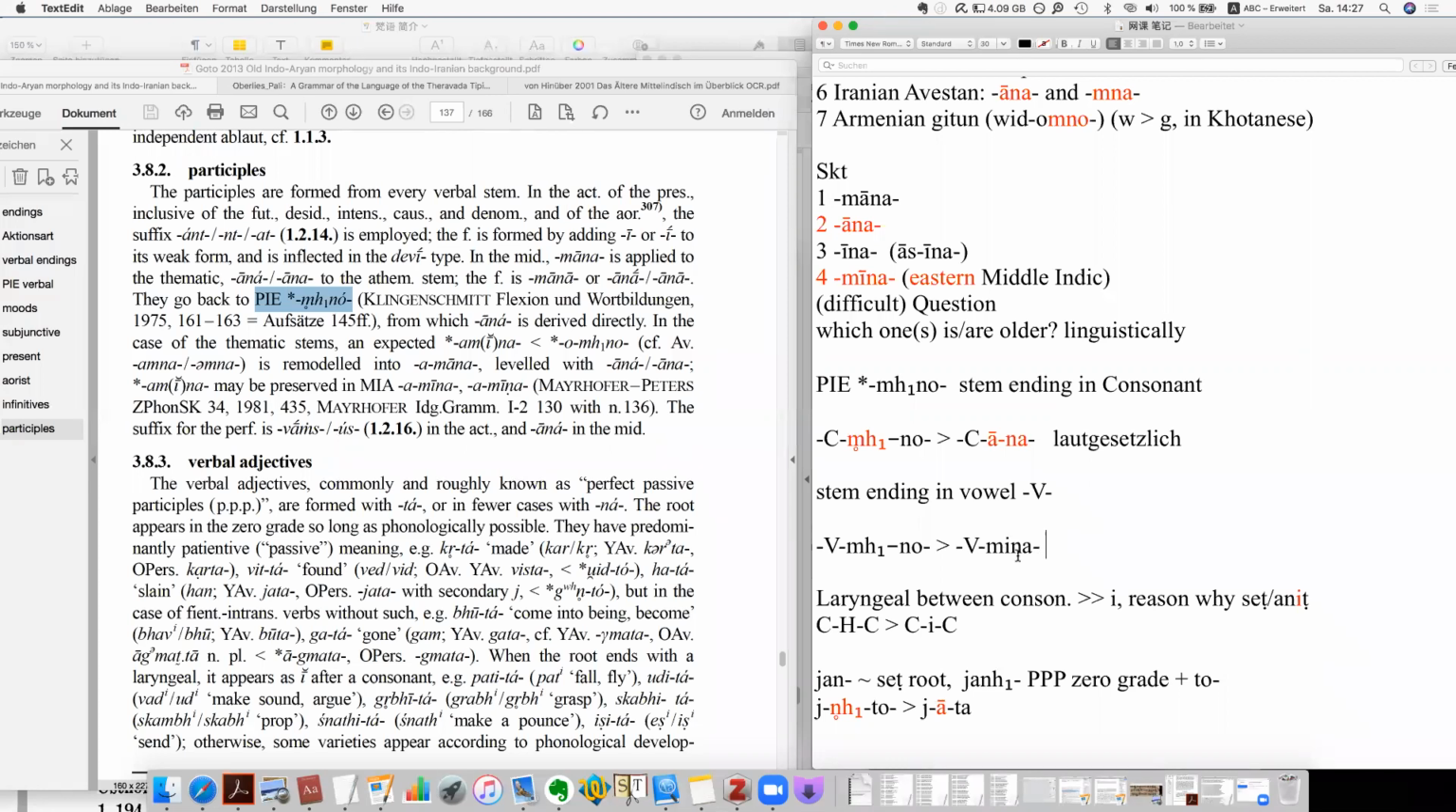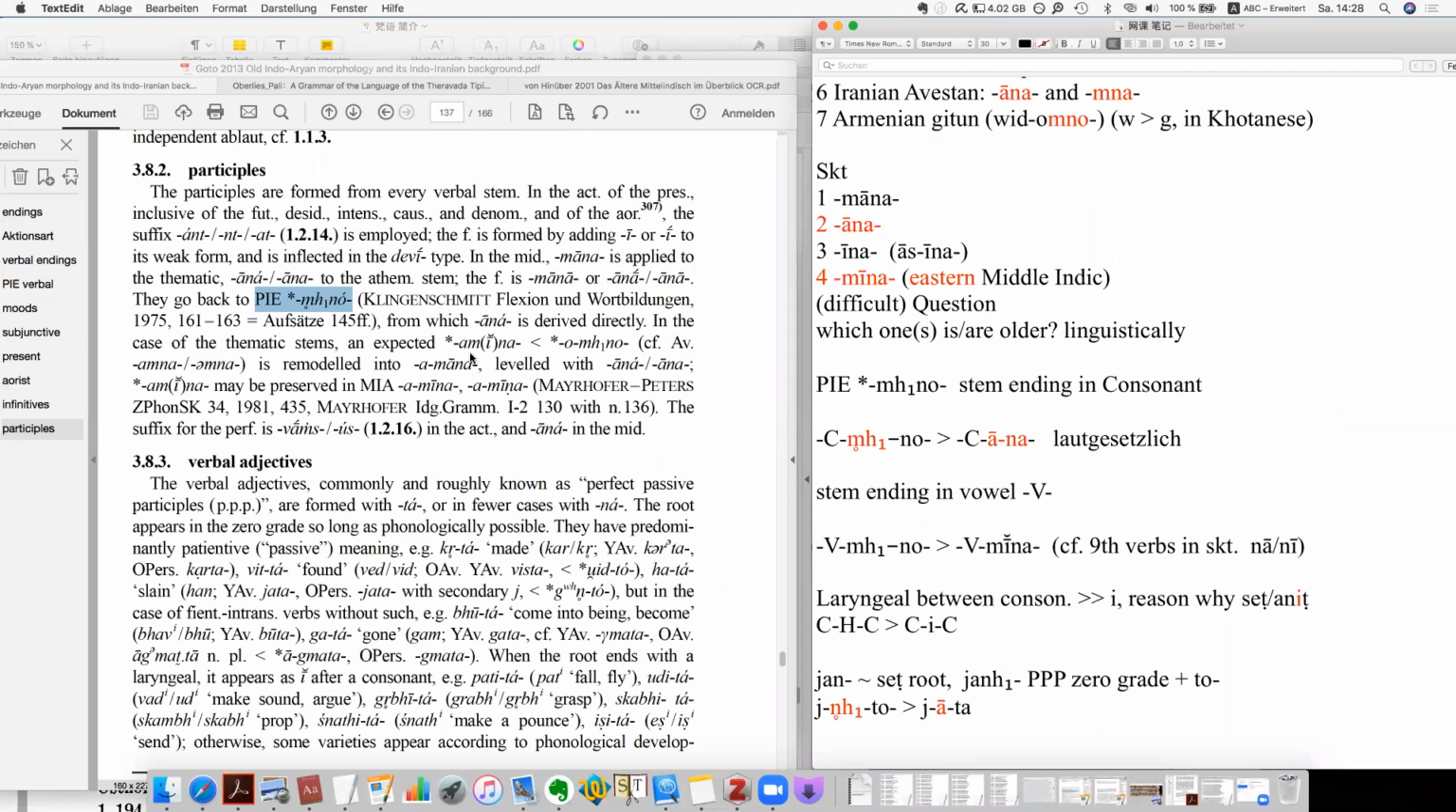Okay, but pay attention, this E can sometimes be lengthened. So this is E, right? But sometimes it can be long E. So just like compare the nice verb in Sanskrit. So nice verb is called na and ni verb, right? So this ni goes back to laryngeal. So we should write it like this.